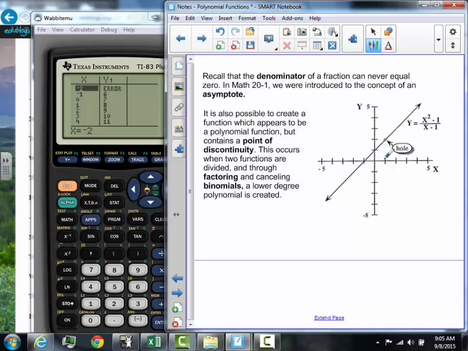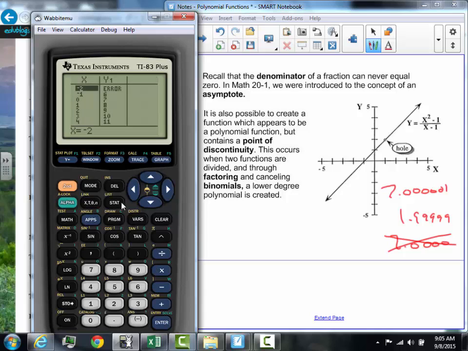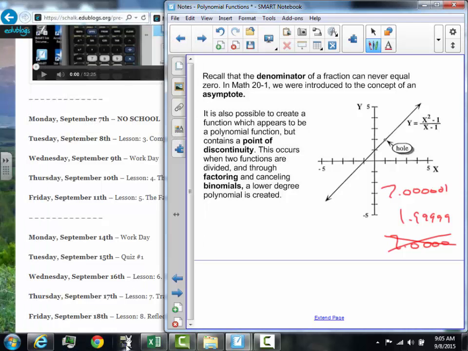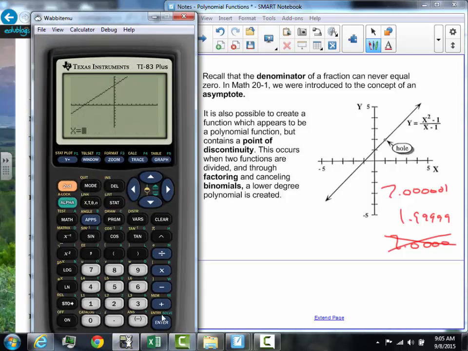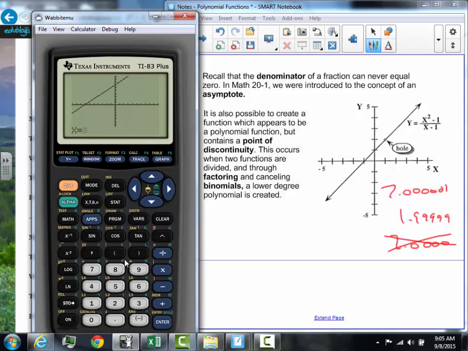2.00001 is still a number that can be used. 1.99999 is still a number that can be used. But if you tried to use 2 right on the dot, you can't, because that means you'd be dividing by 0. So if I were, say, to go to my table here, do you know how you can do like a value? Let's see if I can make this work. Calculator keeps freezing today. Value. You know how you can like type in a number to solve for a value of?